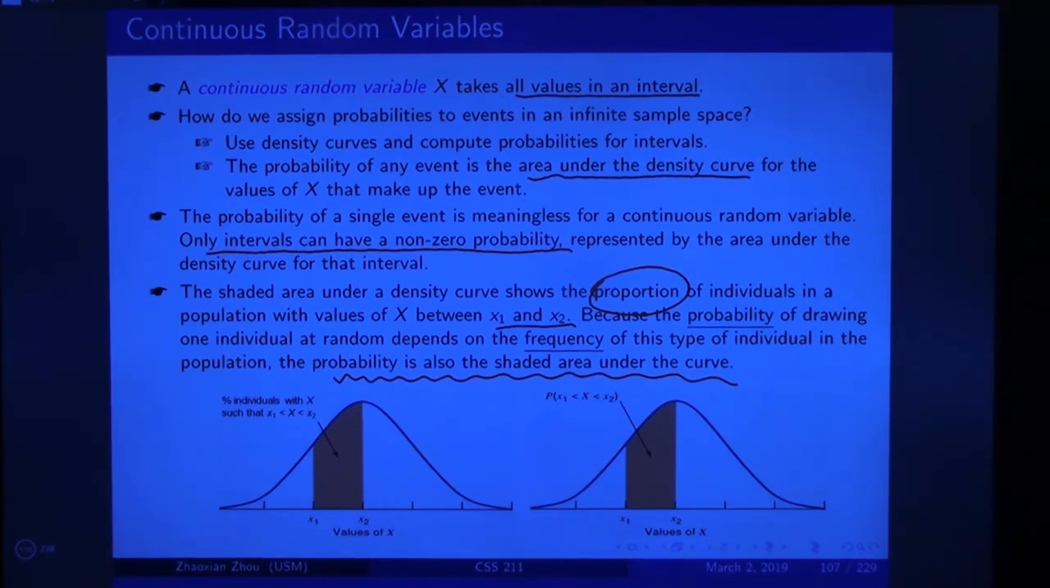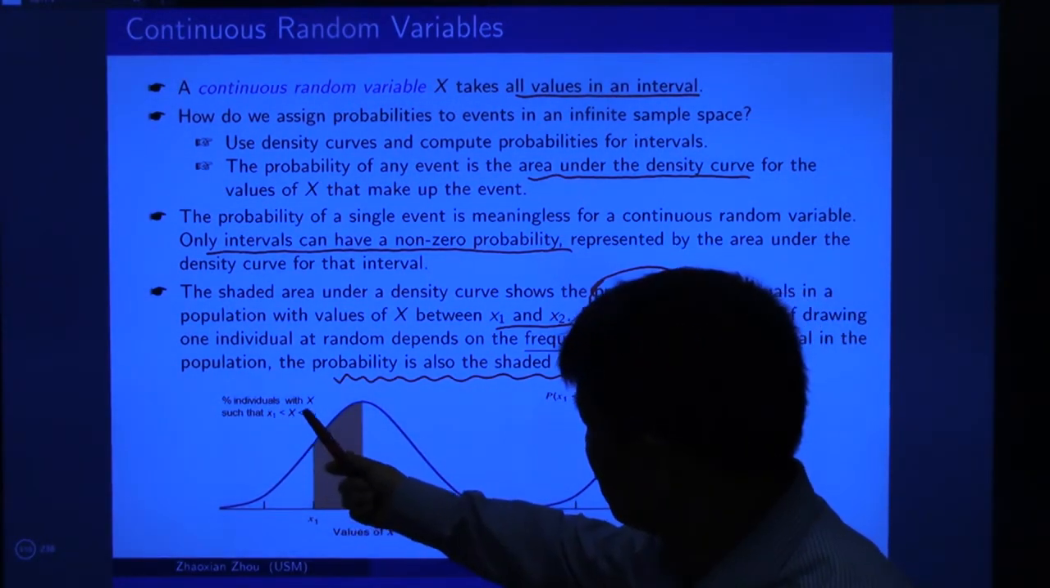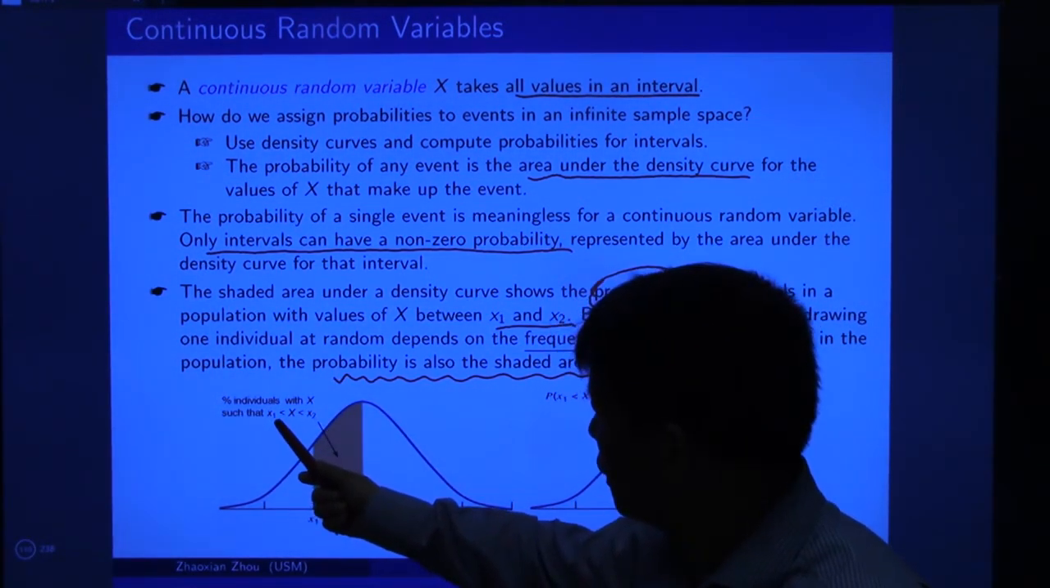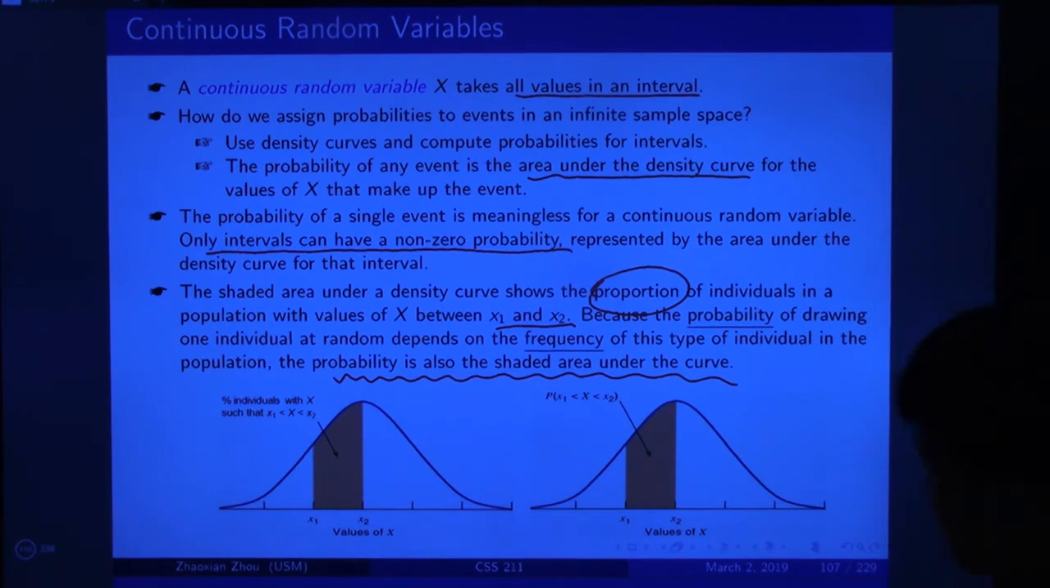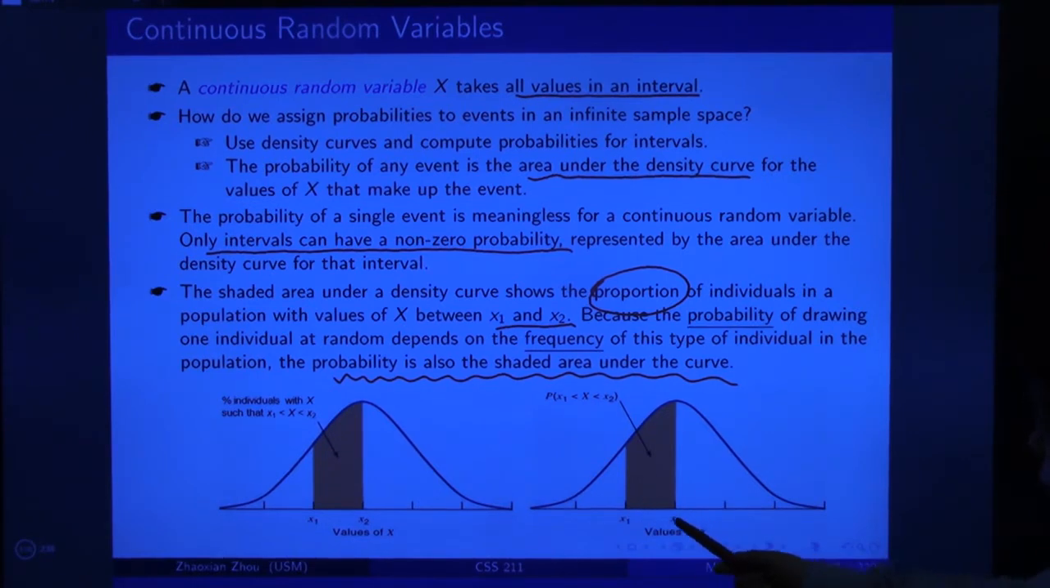Next, we are going to use an example to discuss the difference between the proportion and the probability. What is the number of individuals with x greater than x1 and less than x2? That is a proportion. And this probability is that x is greater than x1 and less than x2. So they are the same thing. They use the same method to calculate. That means we calculate the z-score for the normal distribution and use table A to do it.